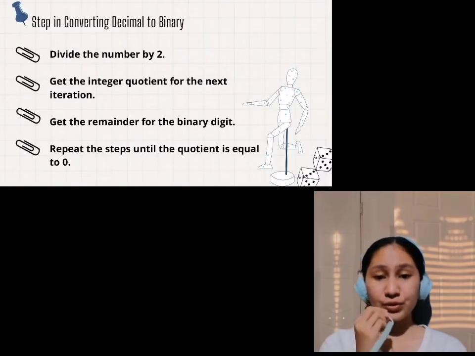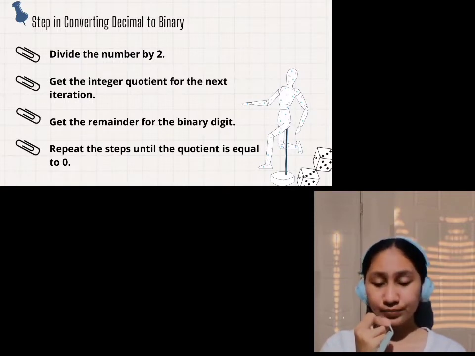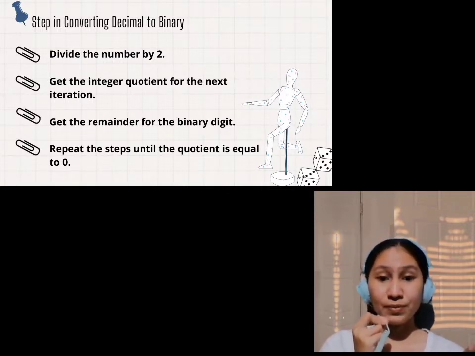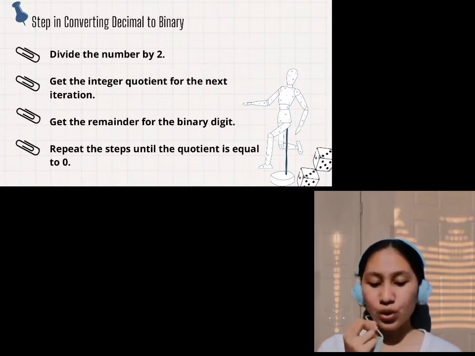Today I'll be discussing how to convert a decimal number into binary, octal, and hexadecimal. Converting a decimal number into binary needs these easy steps. First, divide the decimal number by 2 because binary is base 2, right? Second, get the integer quotient for the next iteration. Third, get the remainder for the binary digit. And lastly, repeat the steps until the quotient is equal to 0.